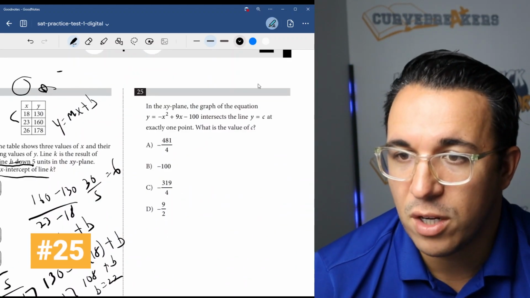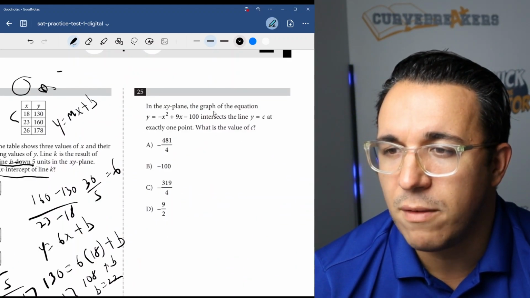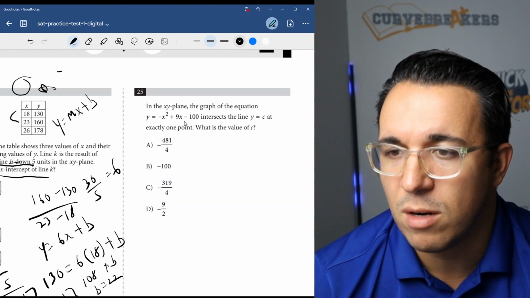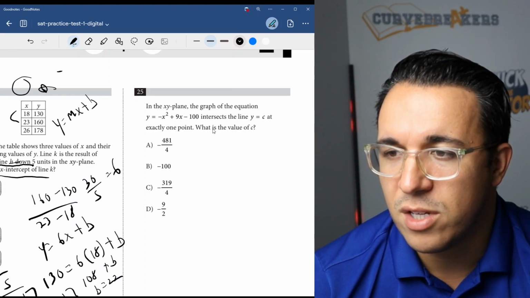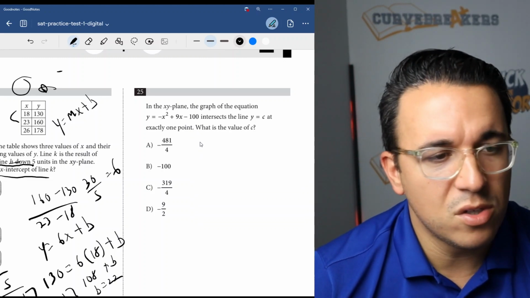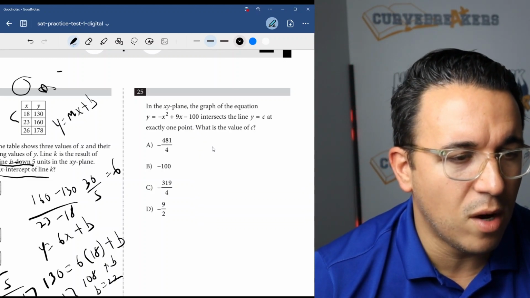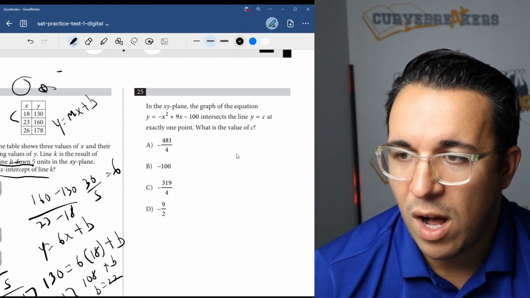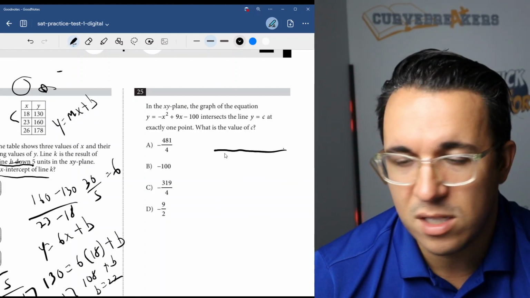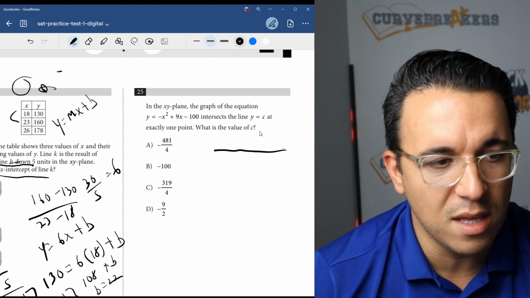All right, so take a look at number 25. In the XY plane, the graph of the equation y equals negative x squared plus 9x plus 100 intersects the line y equals c in exactly 1 point. So this is totally a Desmos question, right? They want one intersecting point with y equals c. Y equals c is going to be a horizontal line like that. So it's going to have to be the vertex, right?